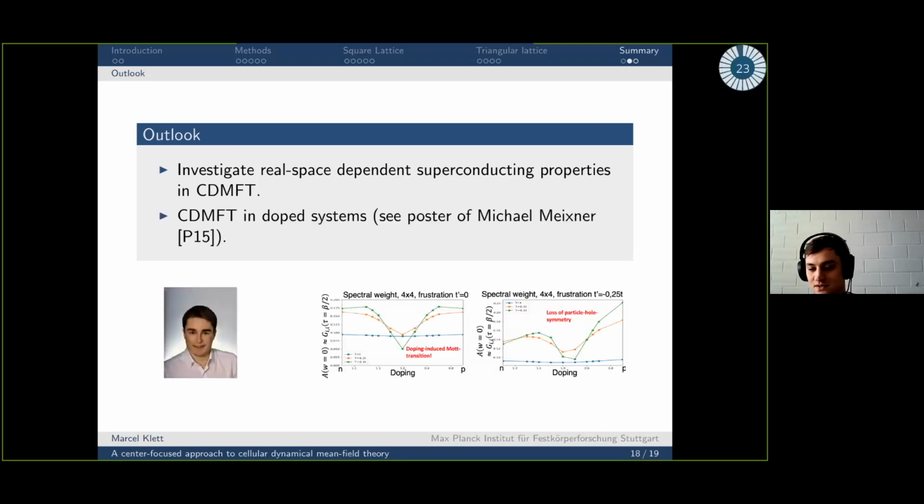So in the recent work of our master student, Michael Meixner, we already included some results for the doped case, and you can find the results and some more information in tomorrow's poster session at poster number P15. So feel free to stop by.